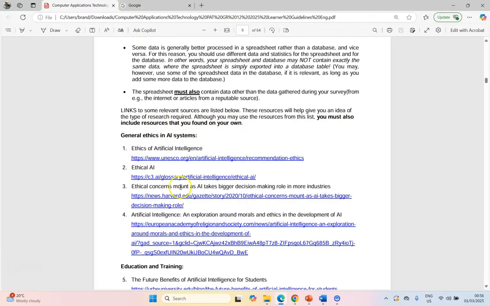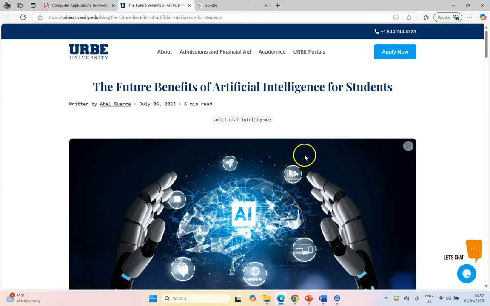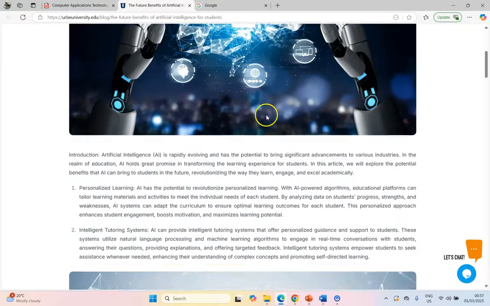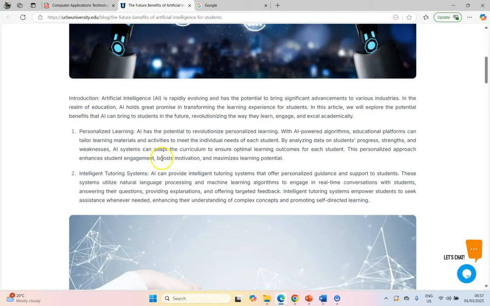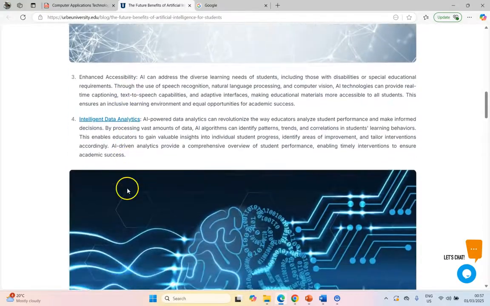So don't use these for all your websites and other sources. Maybe use one or two max, and then try to find another source for your information. So here's one of the articles. You will go through it and read about it. It's going to require you to do a lot of reading and checking out this information.